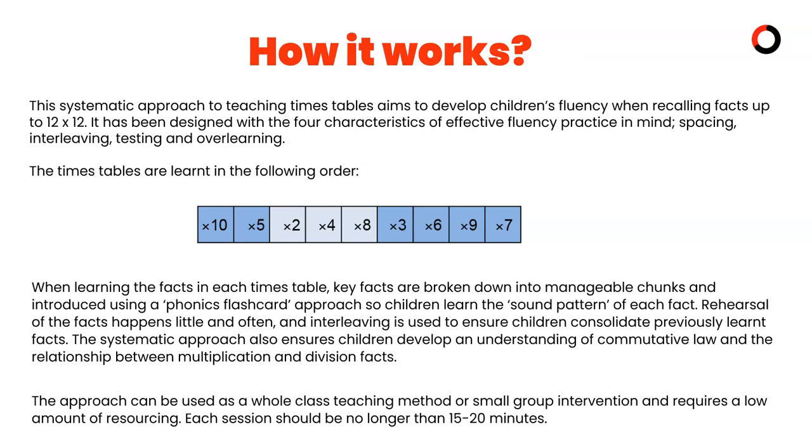The systematic approach also ensures children develop an understanding of the commutative law and the relationship between multiplication and division facts. The approach can be used as a whole class teaching approach or small group, which is in this case, and requires a low amount of resourcing. Each session should be no longer than 15 to 20 minutes.